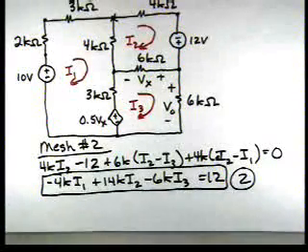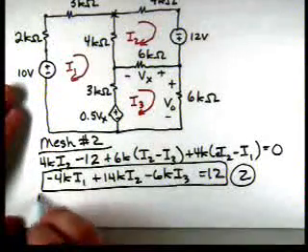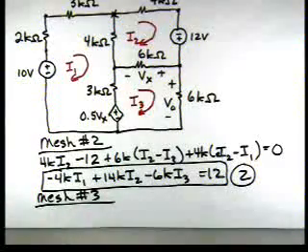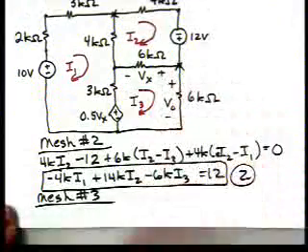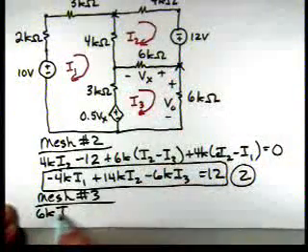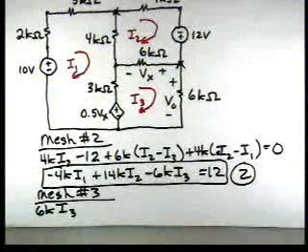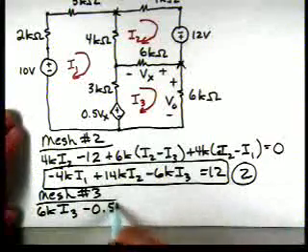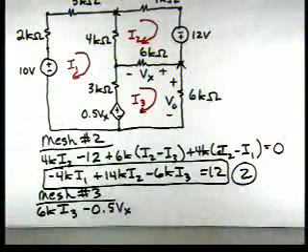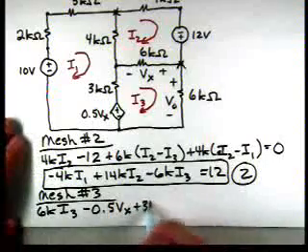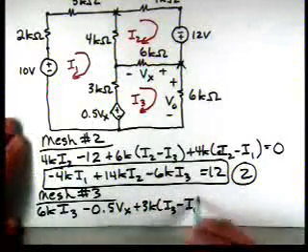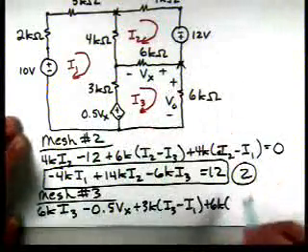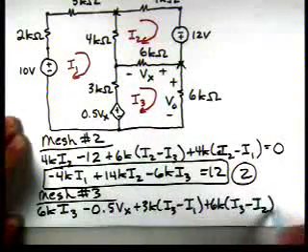Now, for mesh 3, we're going to apply KVL around it. Let's start over here. We'll have 6K times I3. And I'm going to treat this just as a constant for now. We'll have minus 0.5 Vx plus 3K times (I3 minus I1). That's a drop across this. Then for this resistor, we'll have 6K times (I3 minus I2) equal to 0.